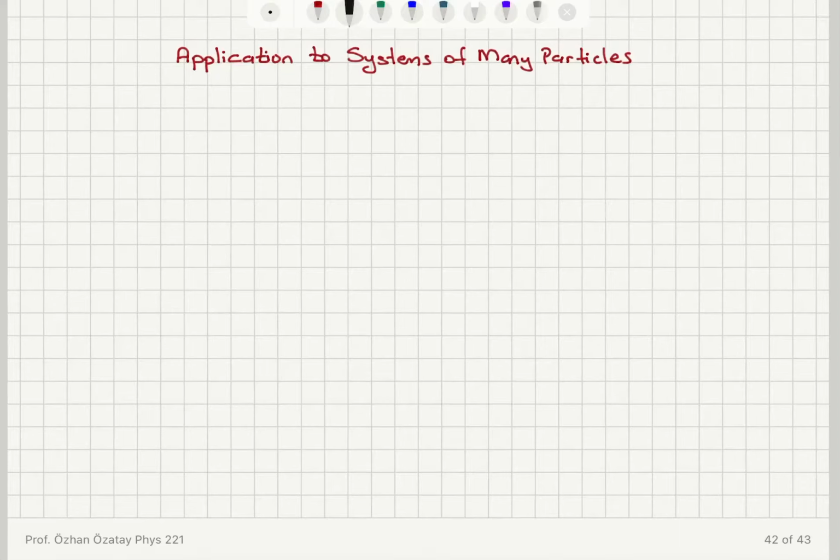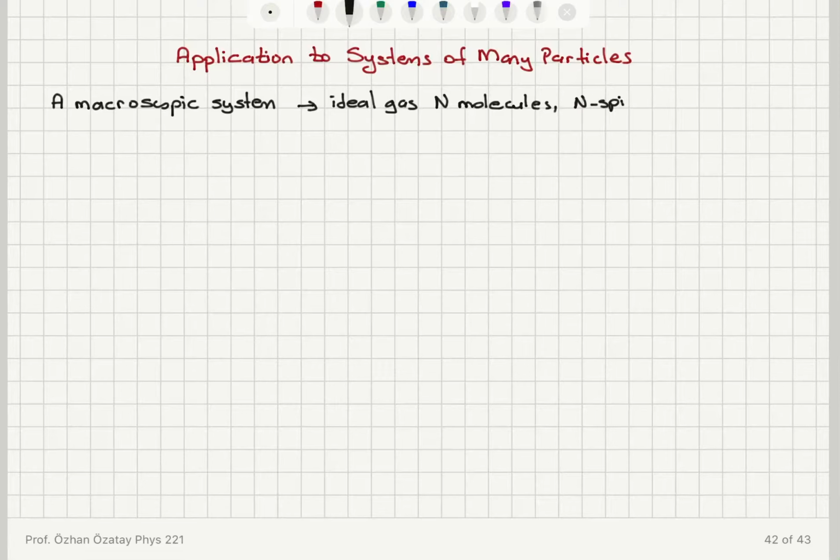Now we're going to see an application of the probability for a macroscopic system. A macroscopic system contains many particles. It could be, for example, an ideal gas. Let's say that it has capital N molecules. It could be a spin system, capital N spins, etc. So there are many examples that we give.